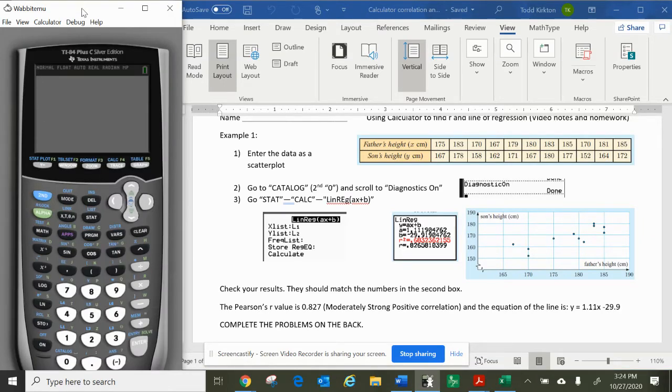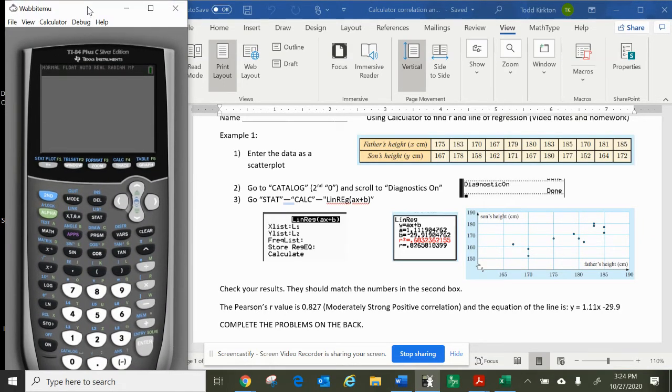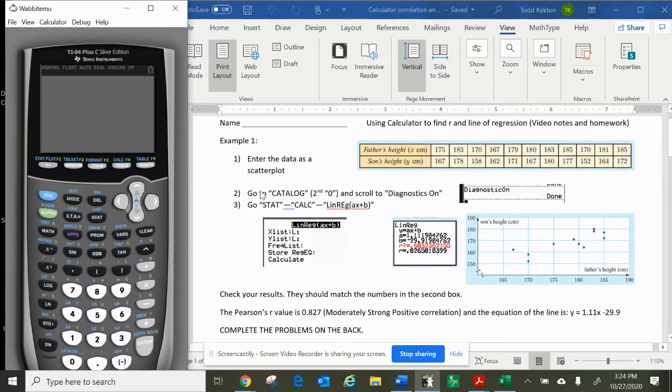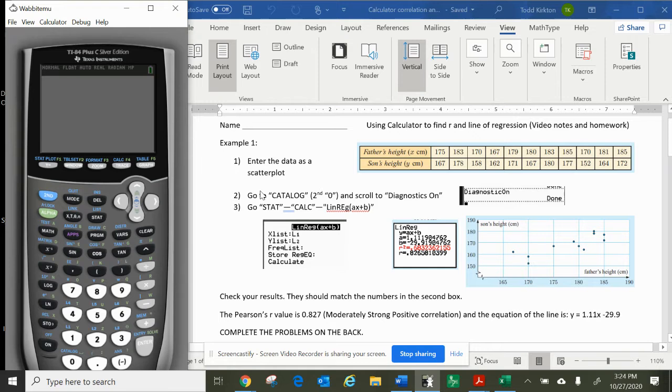Good afternoon. This video is to help you understand how to use your calculator to calculate Pearson's R and the line of regression equation. We will learn about what those things mean, but we want you to preview going into this how to do that using technology. Okay, so you have the little half sheet you picked up from your teacher or on lesson 6.0 on Canvas.